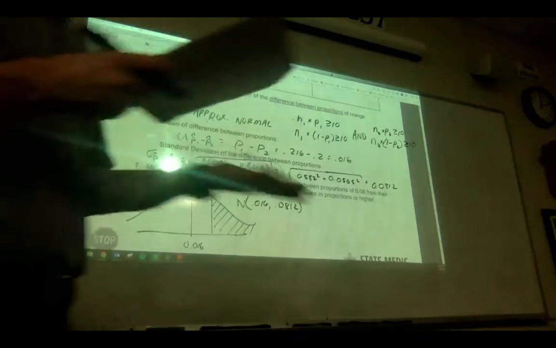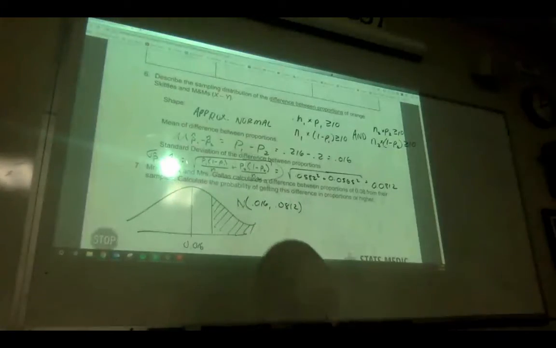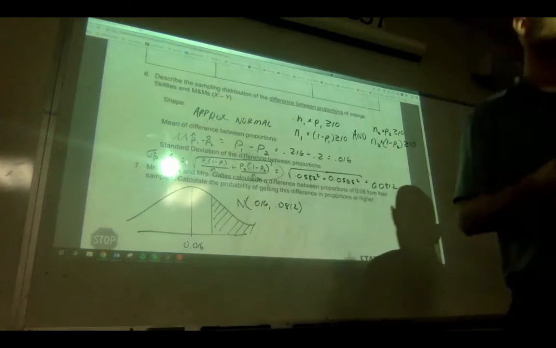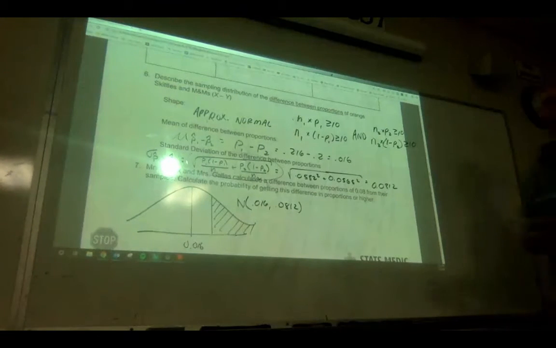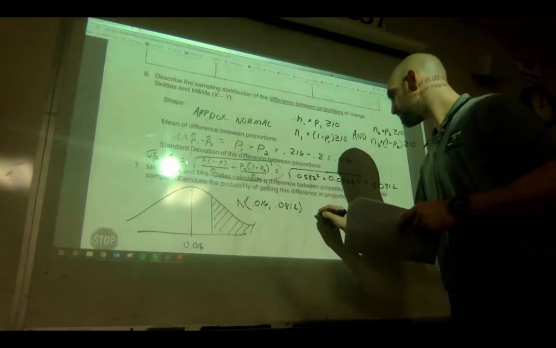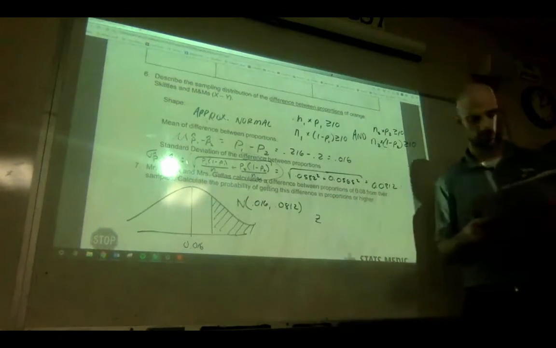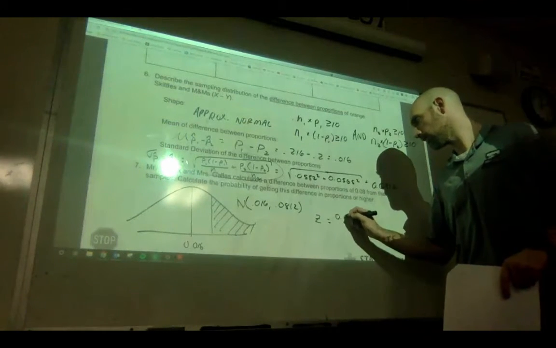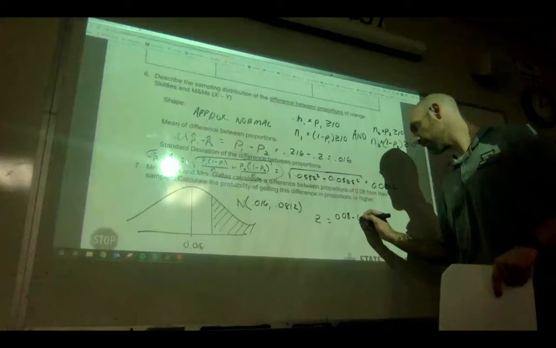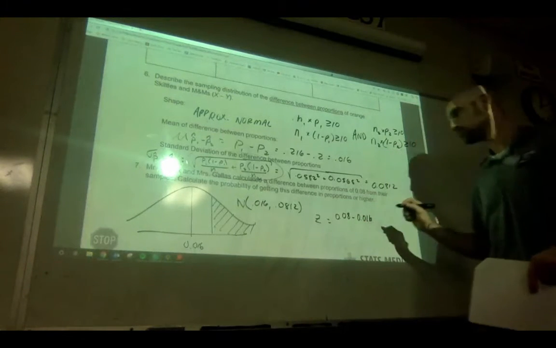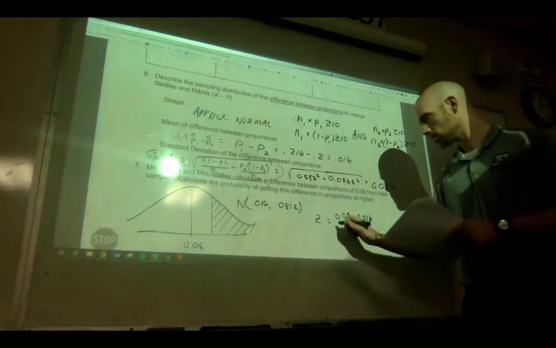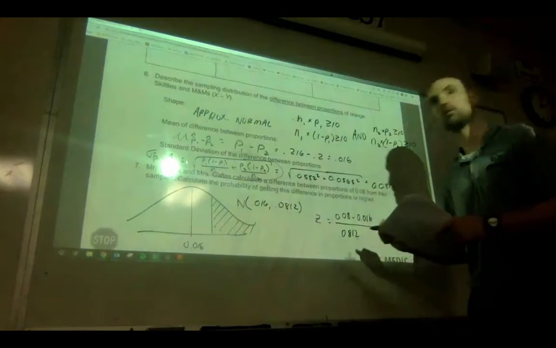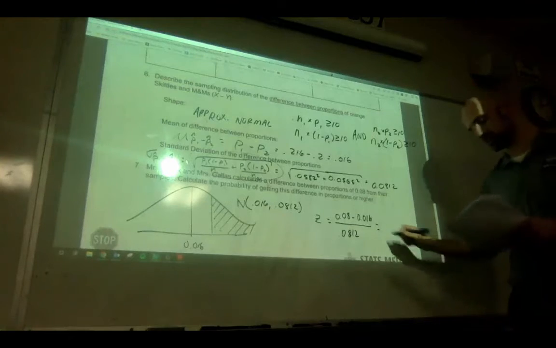To calculate this, you can use your calculator. You can use your normalCDF formula. We're going to do it using z-scores. So our z-score is equal to the score that we're looking at minus our mean, over our standard deviation.